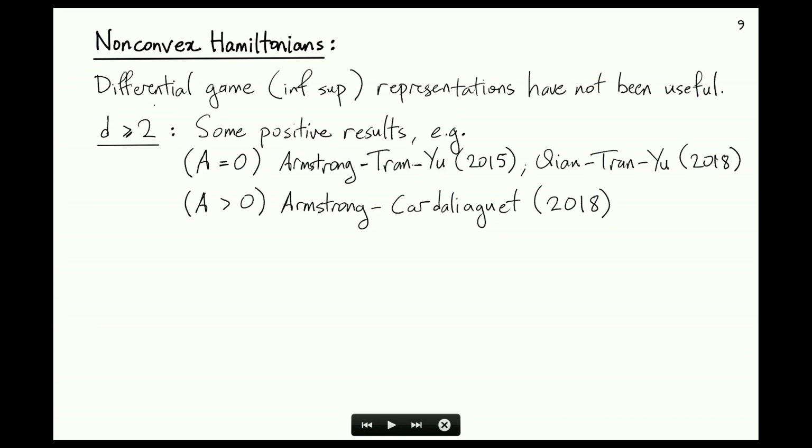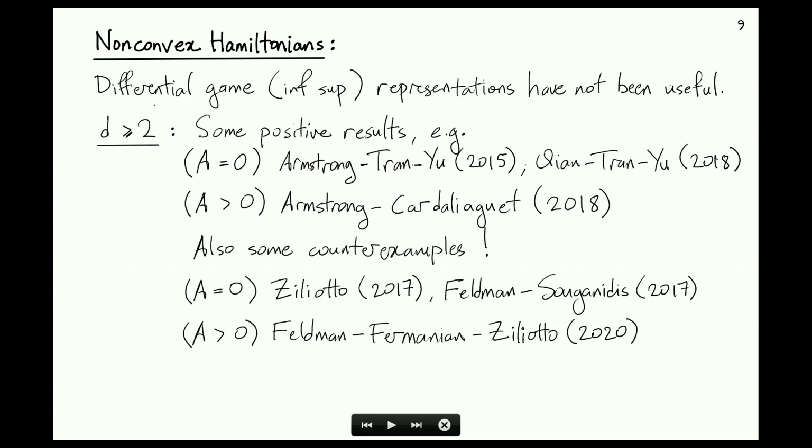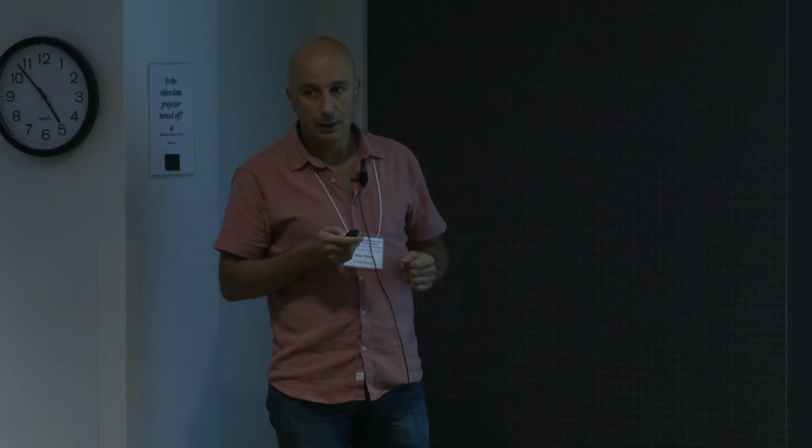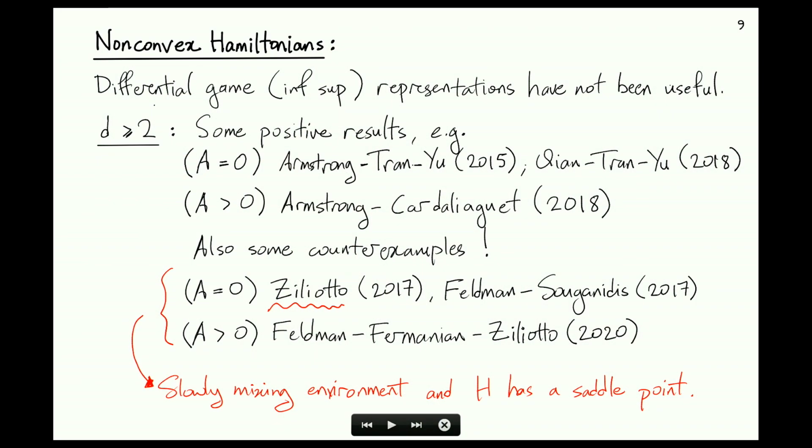Like, these are not very robust results, for a very good reason, because there are also counterexamples to homogenization. So there are actually Hamiltonians that are totally fine, coercive, non-convex coercive. The first one is due to Ziliotto, who's a game theorist. I think he is your colleague, right, Stefano? He came up with this two-person game where H ends up having a saddle point, and there's a slowly mixing environment, and then you just don't have homogenization. So it's a very sobering result. Whatever we do, we have to be careful.